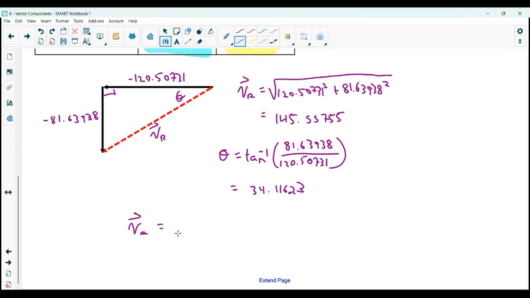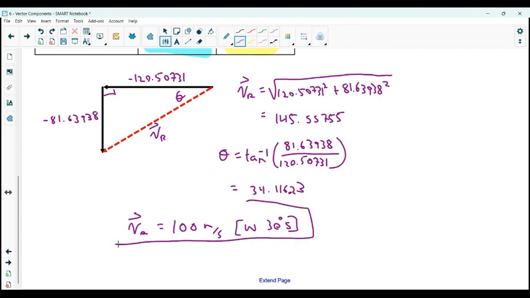Okay, let's do our final answer here, our resultant velocity. Let's round this off to one significant digit, because that's what the angles that we had were rounded off to. So one significant digit, 145 is going to round off a lot. That's going to round off to 100 meters per second. And our angle is going to be 30 degrees. So it's going to be west 30 degrees towards the south. There we go. Let's put a box around it.